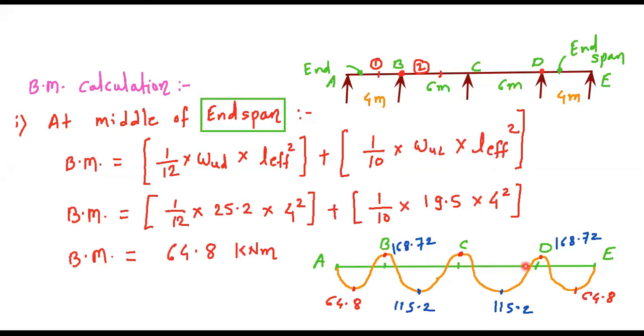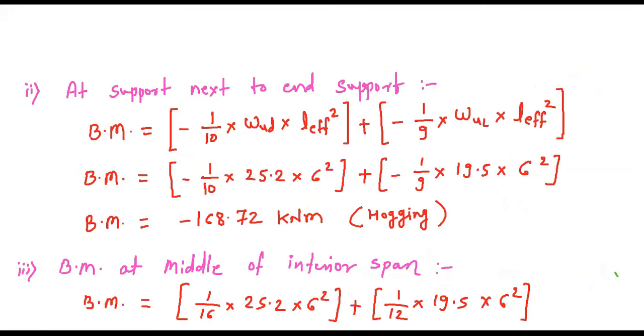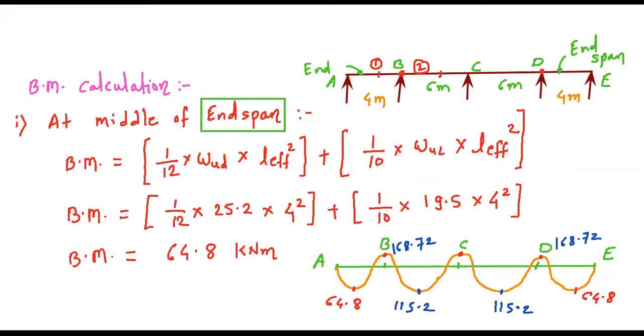At the points B and D, supports next to end supports are there. And at point C, interior support is there. So the value at the interior support that we have calculated is 153.6. So this is our bending moment profile for this continuous beam, and we have evaluated the bending moment at every important point where we need the value of bending moment.